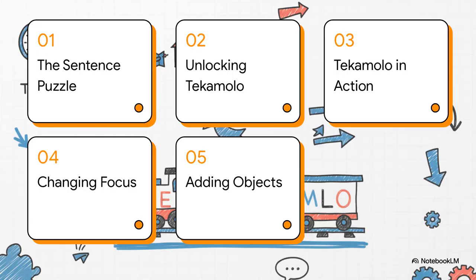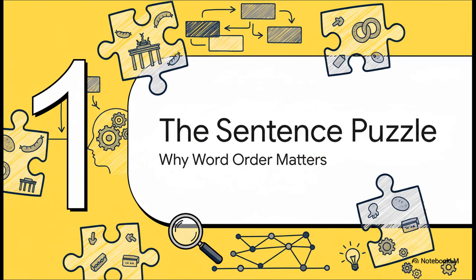All right, so here's our game plan. We'll start with that German sentence puzzle. Then we'll unlock the code, TEKAMOLO. We're going to see it in action, figure out how to play with emphasis, and then add objects into the mix. Sound good? Let's dive in. First up, the German sentence puzzle. You know, it might feel totally chaotic at first, but there's actually a really logical system hiding just under the surface, and we're about to uncover it.